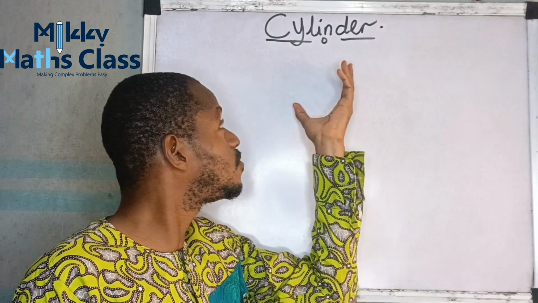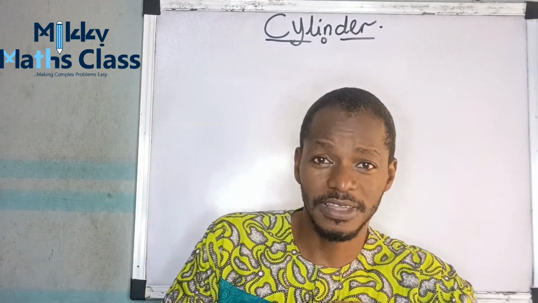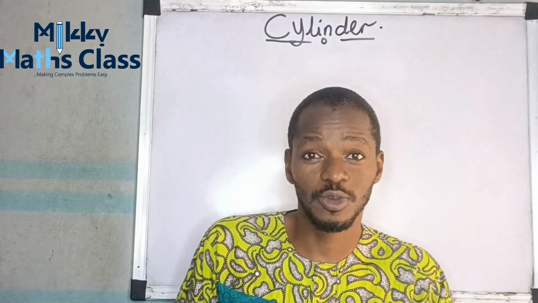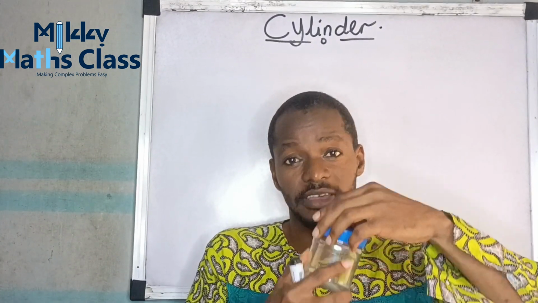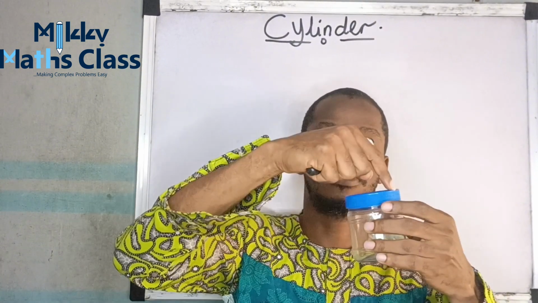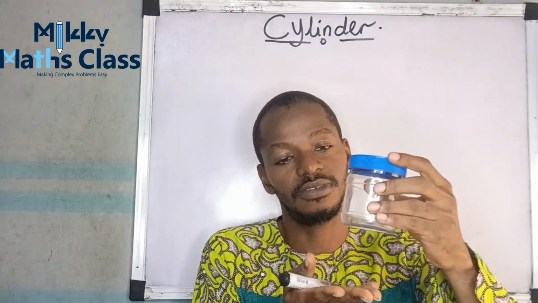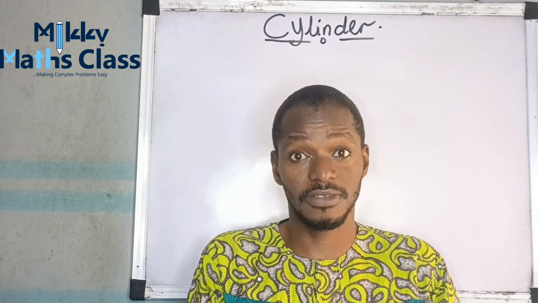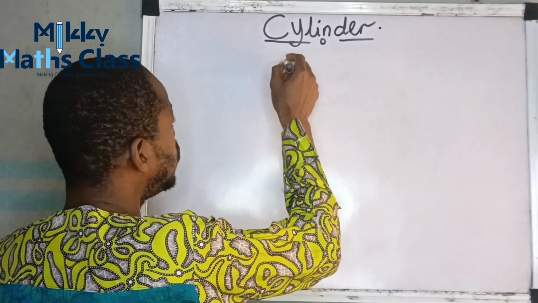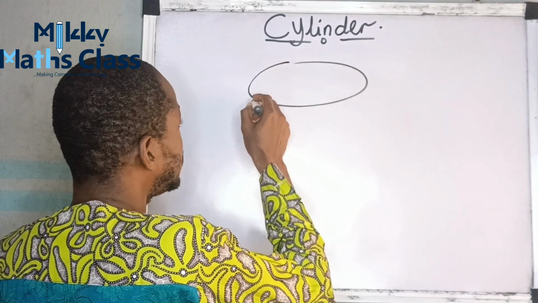We have the cylinder. Now, this is an example of a cylinder. A cylinder is a three-dimensional shape in which the cross sections are circles. The cross section, that's what is on top here, and what is underneath is a circle. Now, for a cylinder, there are some things we need to know.